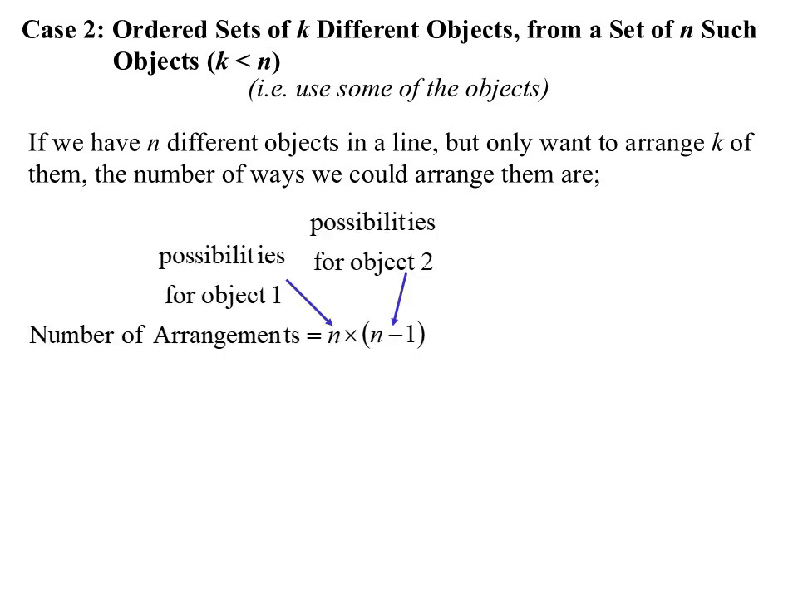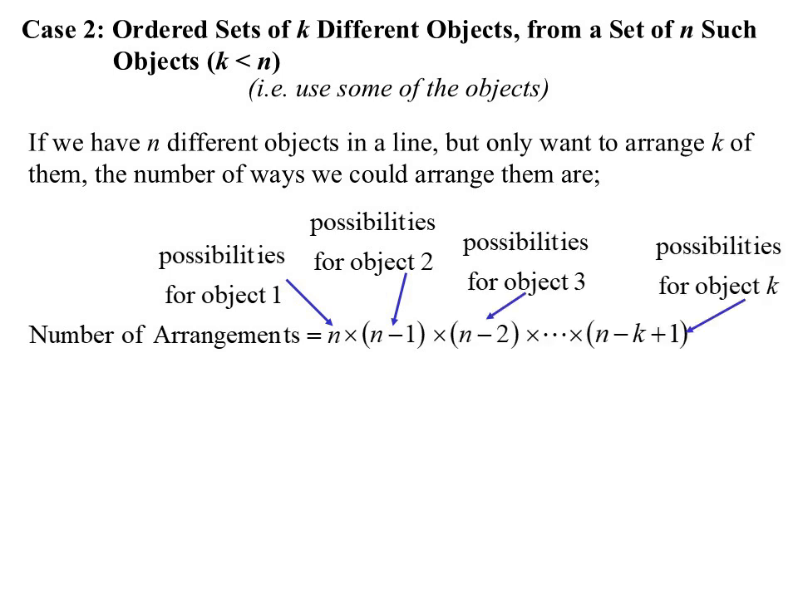Well, there's still n possibilities for the first one. There's still n-1 possibilities for the second one, n-2 for the third one, and so on, until I get to the last one that I want to arrange, so the kth object. How many do I have to choose from? Well, n minus k plus 1, because have a look. The first object was, if you like, n-0. The second object was n-1. The third object was n-2. Therefore, it's logical to assume that for that last object, it's going to be n minus k plus 1.